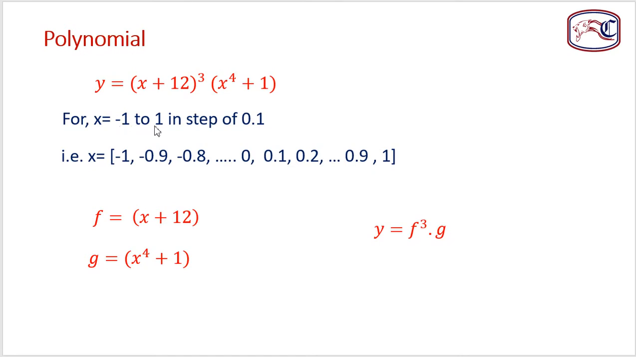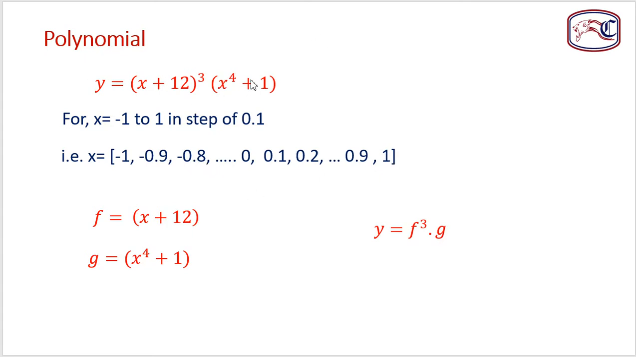Now let us try to solve this polynomial equation for the x variable, which starts from a value of -1 to 1 in steps of 0.1, which means that the value of x will increase by 0.1 from -1. For example, here it will be -1, the next value will be -0.9, the next value will be -0.8, and like that up to 1.